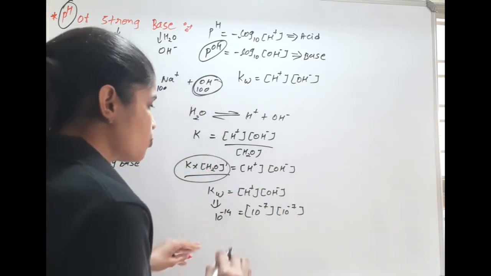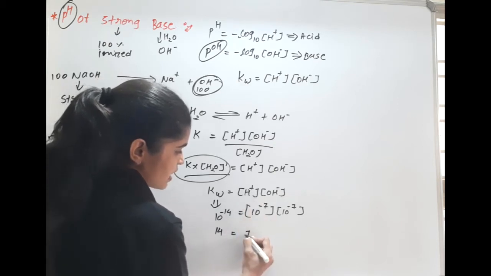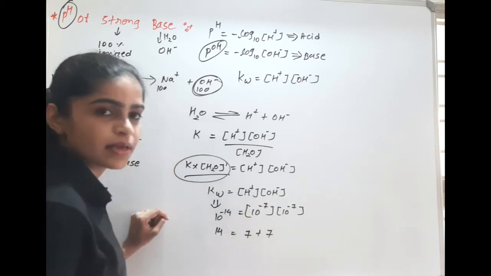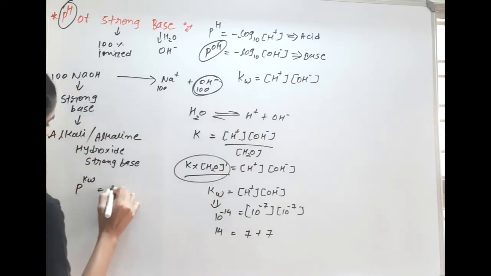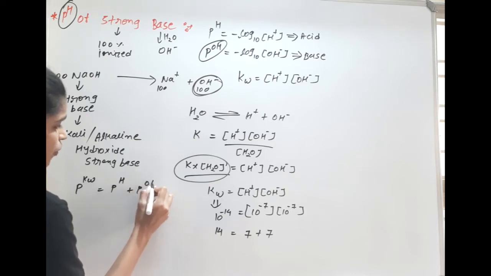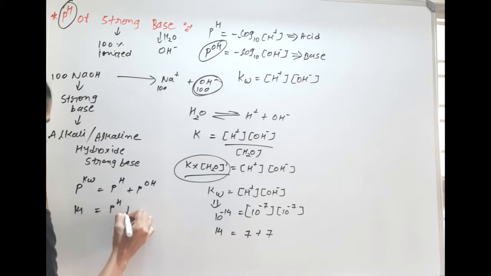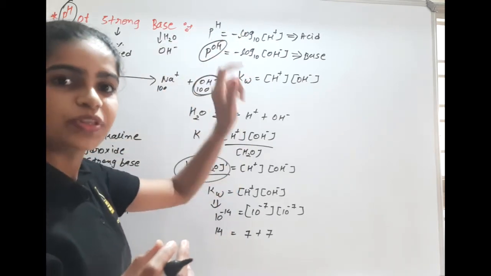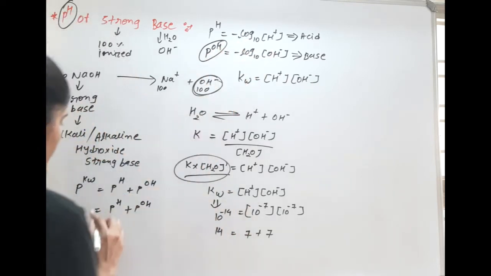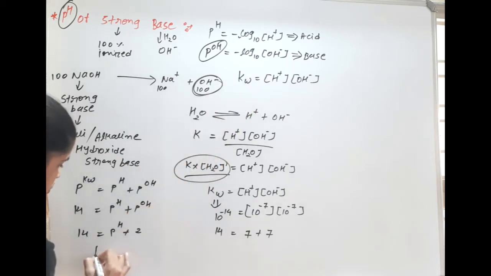Converted into p form, pKw is equal to 14, this is 7 and this is 7. So pKw is equal to pH plus pOH, that is, 14 is equal to pH plus pOH. For example, if the pOH value found is 2, then 14 is equal to pH plus 2, so pH is equal to 12.